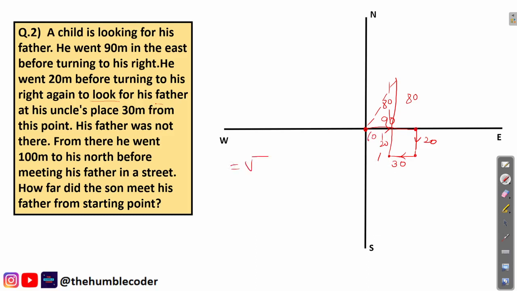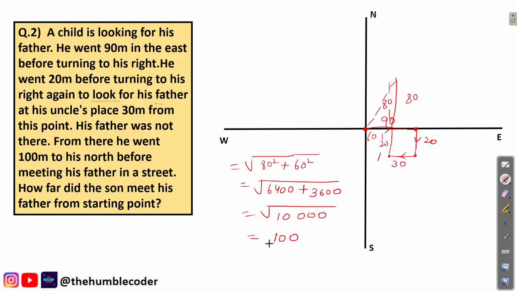Now we will calculate our values, that is 80 square plus 60 square. That is going to be 8 8s are 64, so 6400 plus 3600. So let us calculate these values. This is going to be 10,000. Now we need to find the square root of it. So the square root of it will be 100. So this son meets his father at a distance of 100 meters from the starting point. So the correct answer for this question is 100 meters.